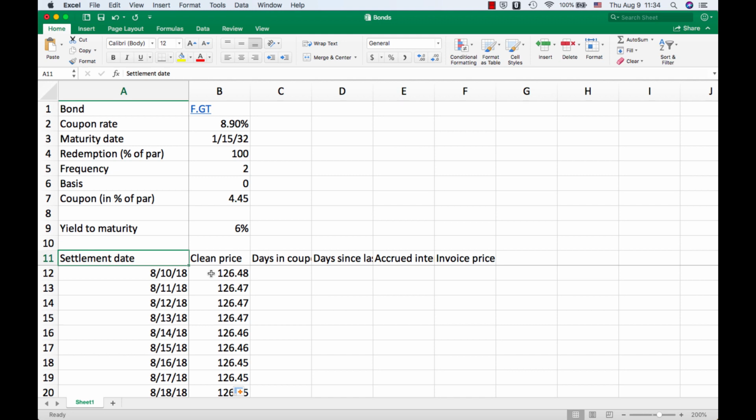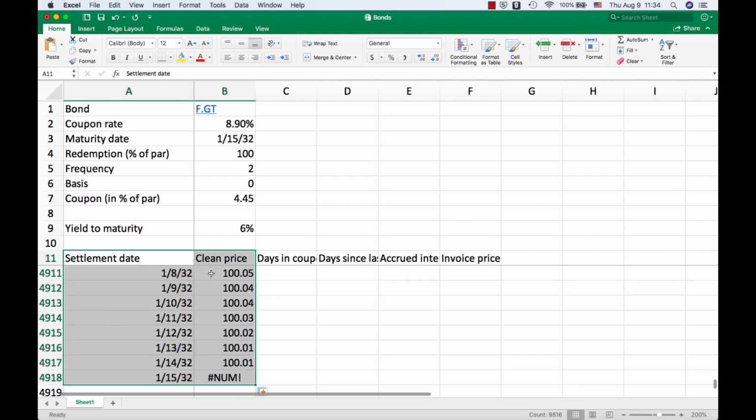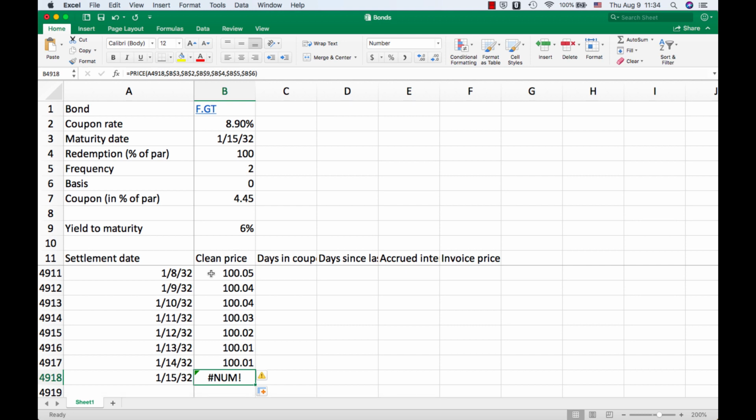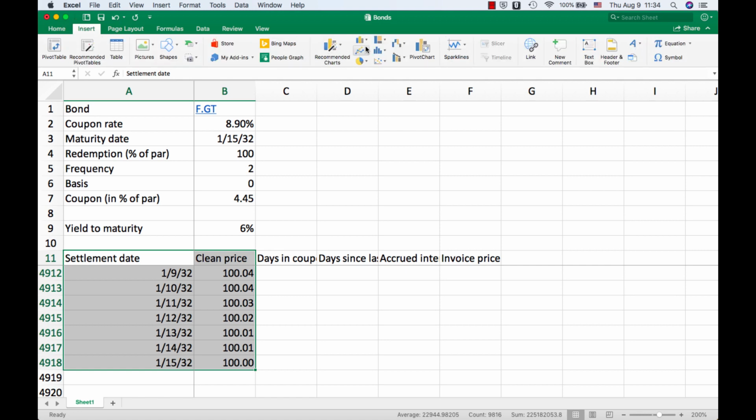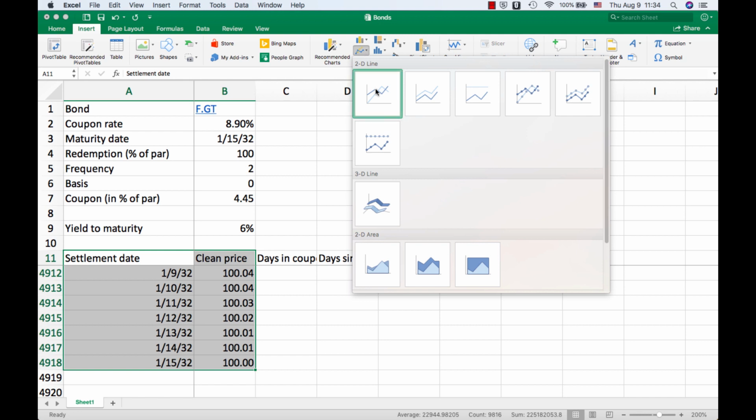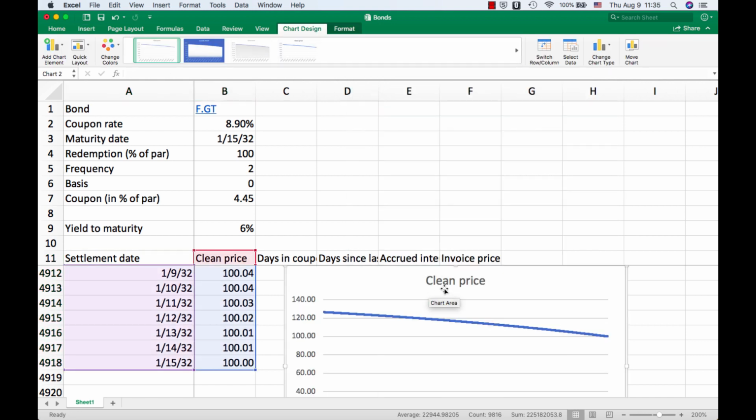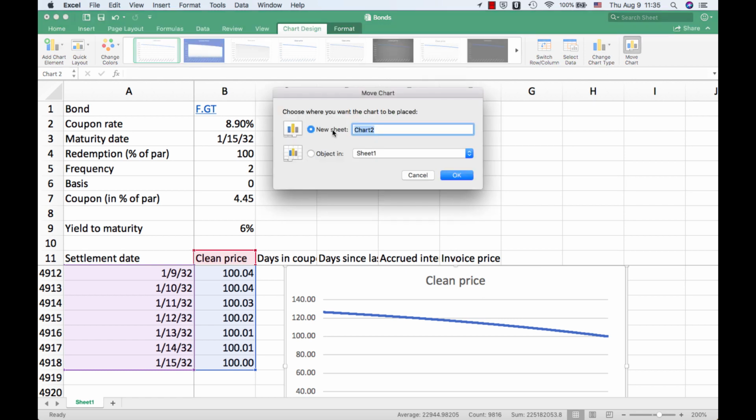And now, let me highlight these 2 columns. This will be 100 because the bond price converges to par value. So the bondholder will get the par value on the maturity date of the bond. Okay, highlighting the entire column, trying to plot this by inserting a line chart. And we can see, we move this to a separate sheet.